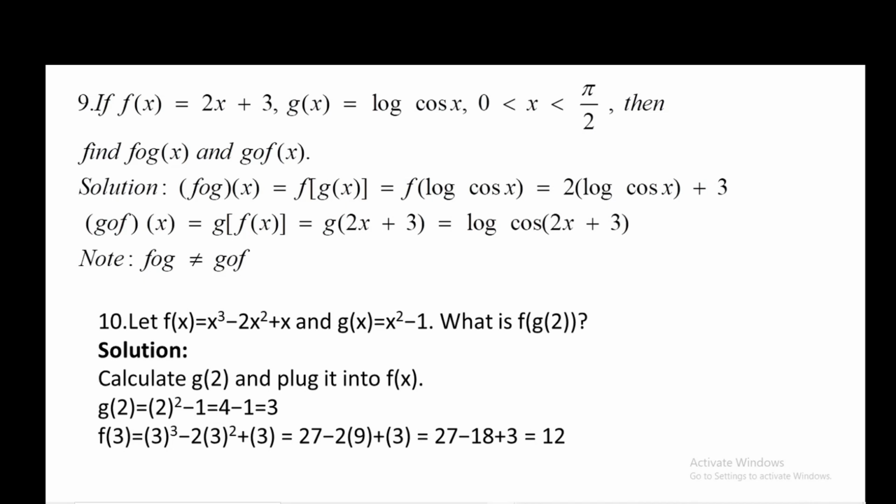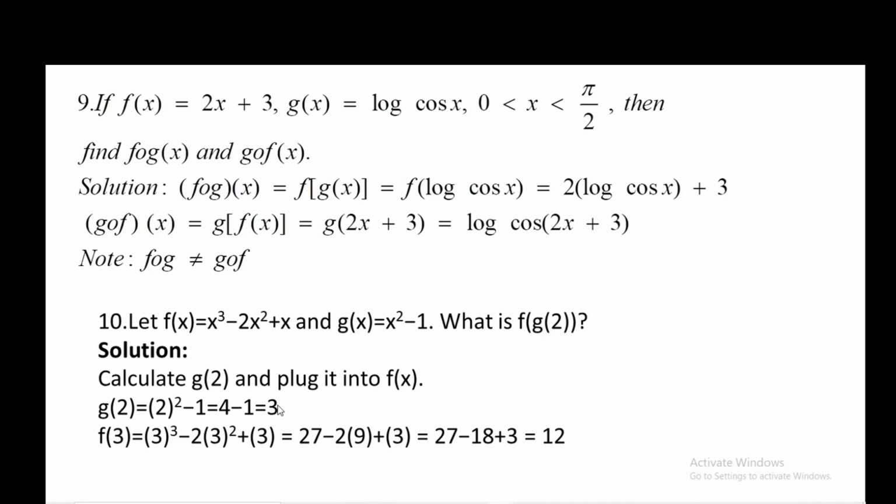Right. Let f of x be equal to x cube minus 2x square plus x, and g of x be equal to x square minus 1. What is the answer for f of g of 2? These kinds of problems they will ask regularly. During that time, you have to deal with g of 2 first. Calculate g of 2 and plug it into f of x.